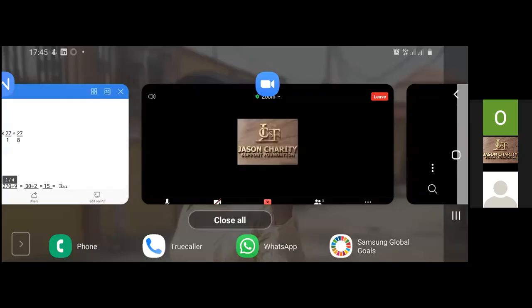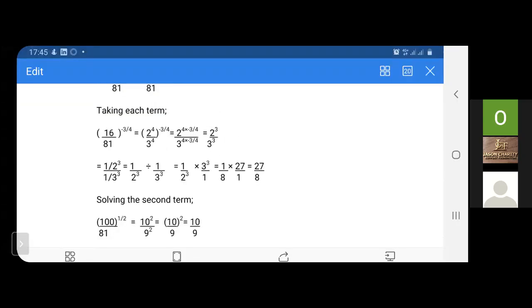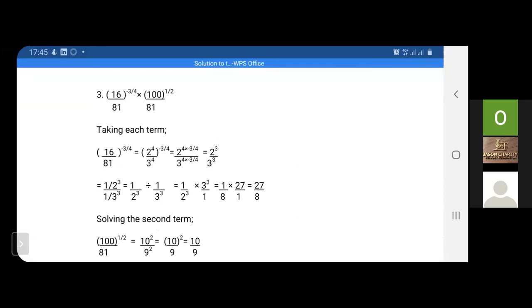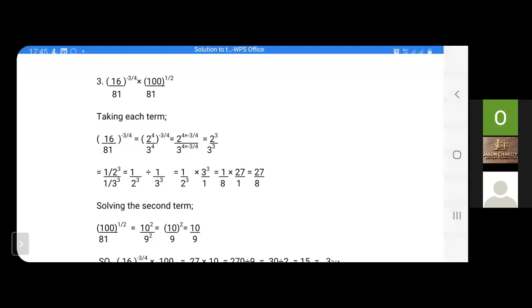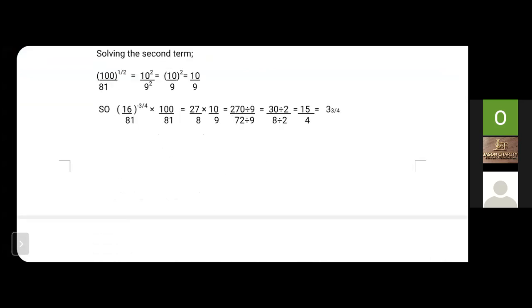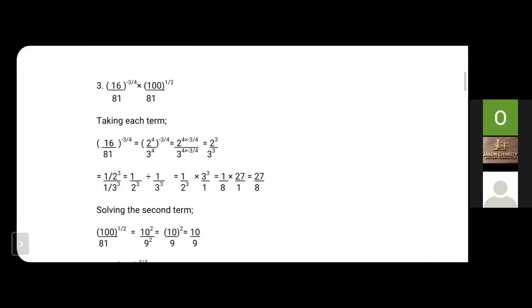Okay. So I said this is the corrected version of the correction to the third assignment given.